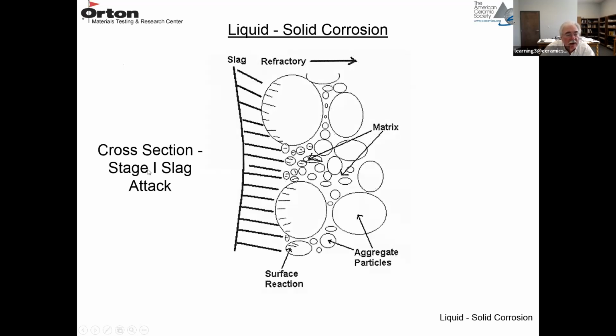And this is a schematic diagram of stage 1 slag attack. This is the slag, and the refractory are the coarser aggregates plus the matrix, which are the finer aggregates in this drawing. And this would be the interface between the slag and the refractory. So there's some surface reactions on some of the coarser particles, a little bit of slag penetration into the matrix and reaction with the coarser particles in the matrix.